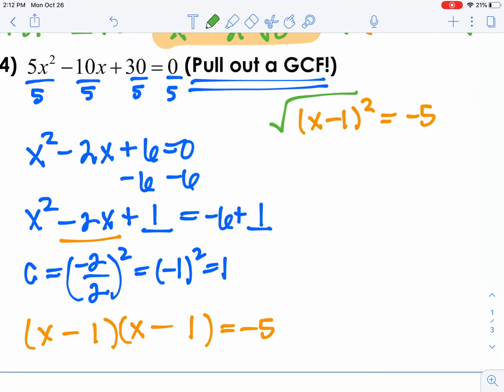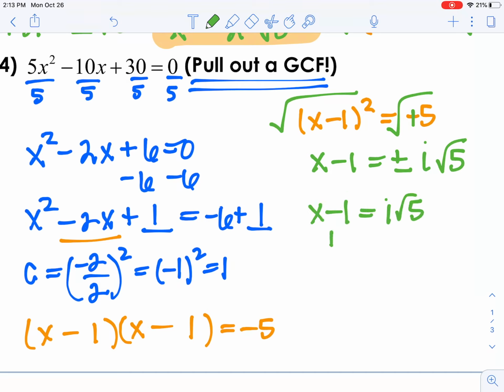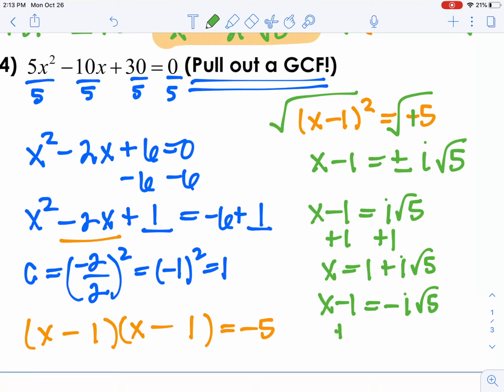Then I can solve by square roots. x minus 1 is plus or minus. To make that positive, we have an i radical 5. So x minus 1 is positive i radical 5. And x minus 1 is negative i radical 5.